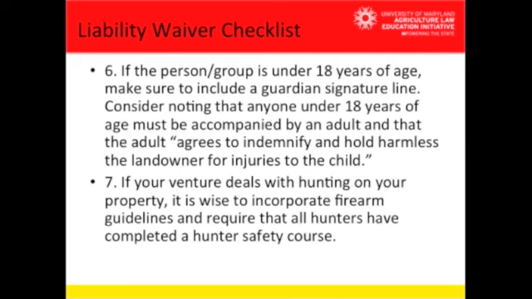If the person or group is under 18 years of age, you want to make sure to include a guardian signature line. You want to consider noting that anyone under 18 years must be accompanied by an adult and that the adult also agrees to indemnify and hold harmless the landowner for injuries to the child. Again, if you have a person under 18 years of age, you'll want to also have this language to make sure that the person, the guardian, won't sue for the child.